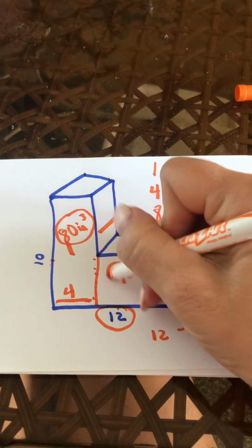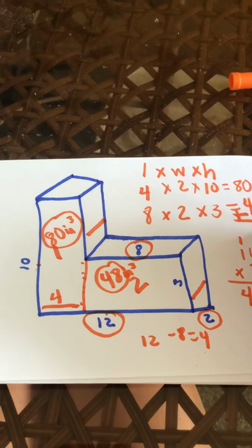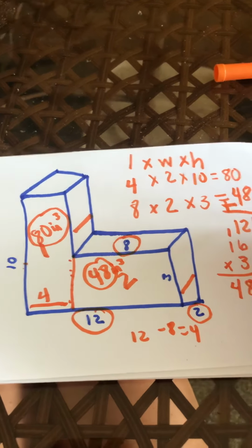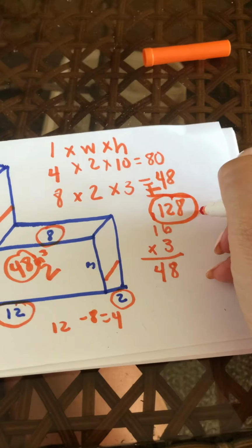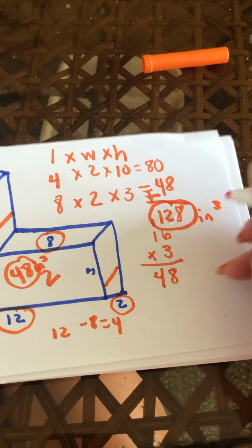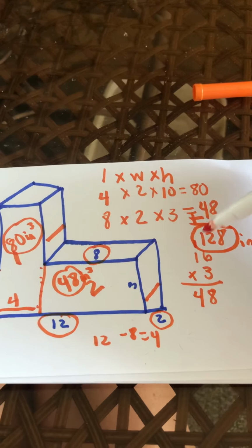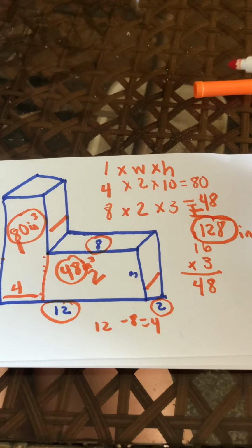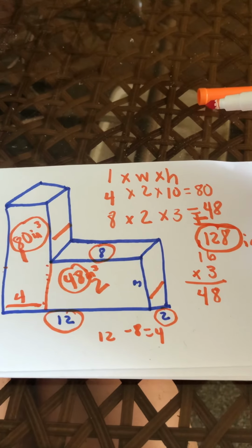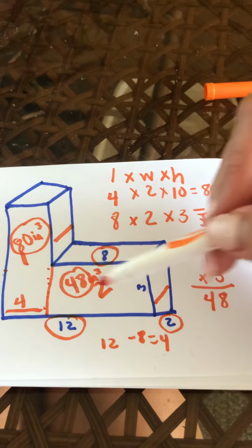So we'll put our little 3 there. So you have 80 and 48. And when you add those together, you get 128 inches cubed. So your volume for this figure is 128 inches cubed. That is how you can determine the volume for two rectangular prisms that are connected as one.